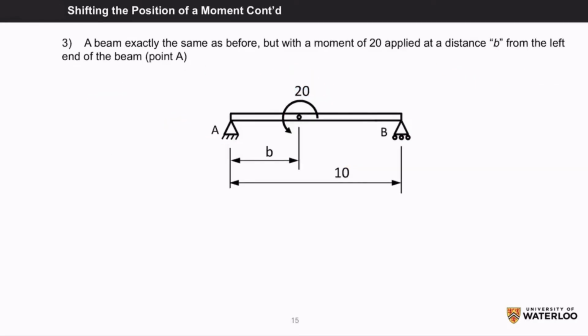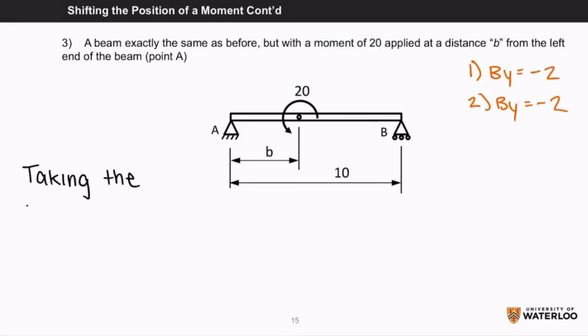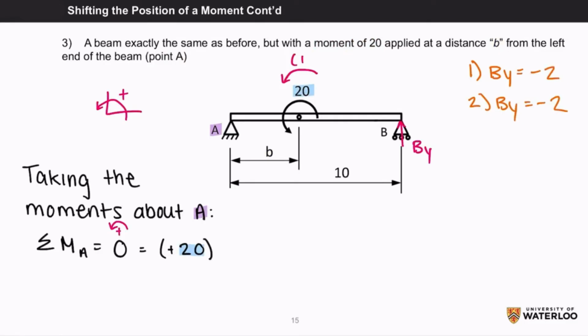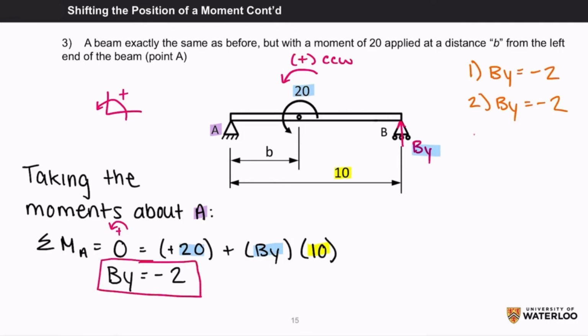Third, let's look at a beam exactly the same as before, but with a moment of 20 applied at a distance B from the left end of the beam, point A. First, let's recall the final answers from problems 1 and 2. The answers for both problems were By equals negative 2. Taking the moments about A, we get M about A equals 20 plus By times 10. As a final answer, we get By equals negative 2.